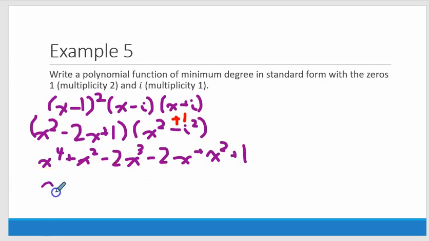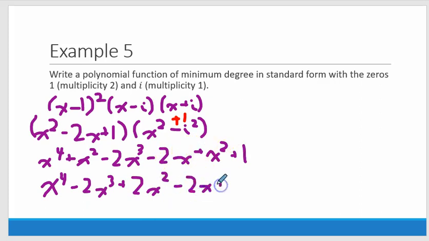Combine the like terms. So here I have a positive x squared and a positive x squared, which adds up to 2x squared. And then I just have the minus 2x plus 1. There are no other like terms to combine in this case. So that's it. Just apply whatever multiplicity they give you as an exponent and carefully distribute and combine like terms. So now we have our final polynomial.